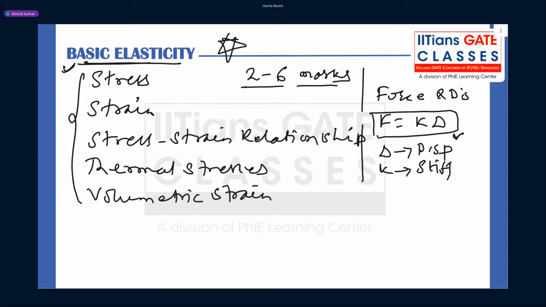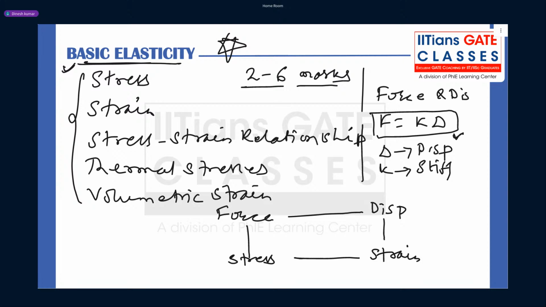So what do we have to study in basic elasticity, guys? Force is related with displacement, and displacement is related with strain, and strain is related with stress, and stress is related with force. So force and stress are related with the equilibrium equation. And the stress and strain relationship is what? The simplest form of stress and strain relationship is what, guys?